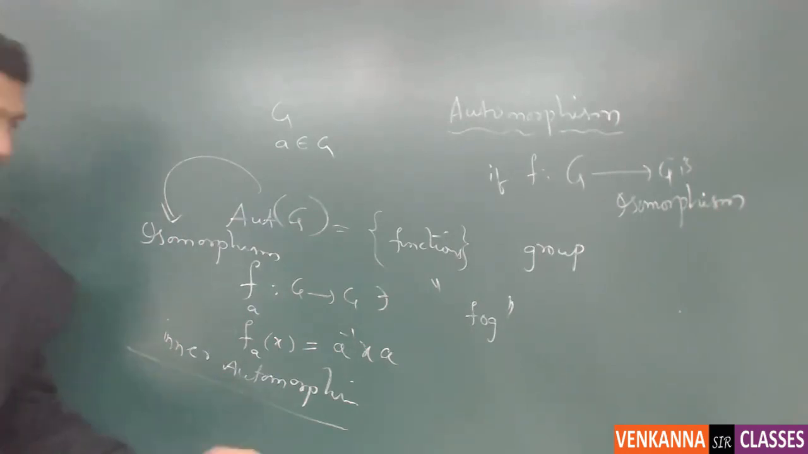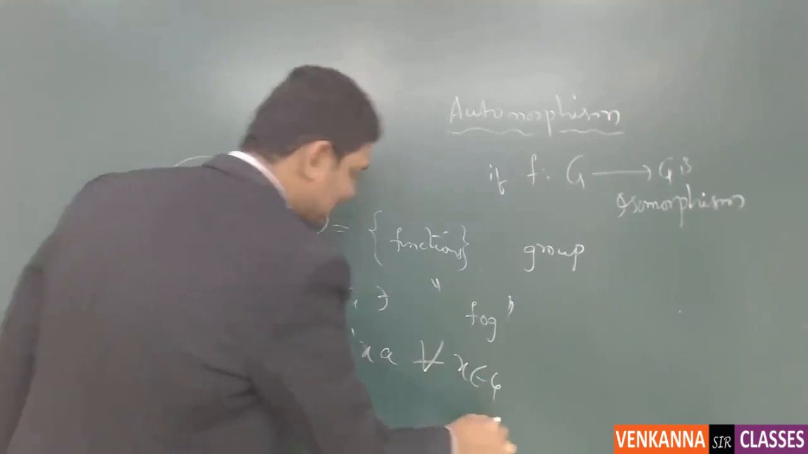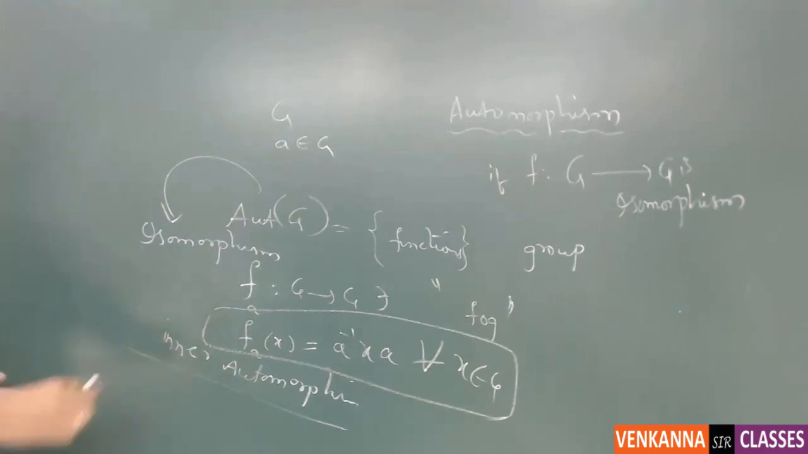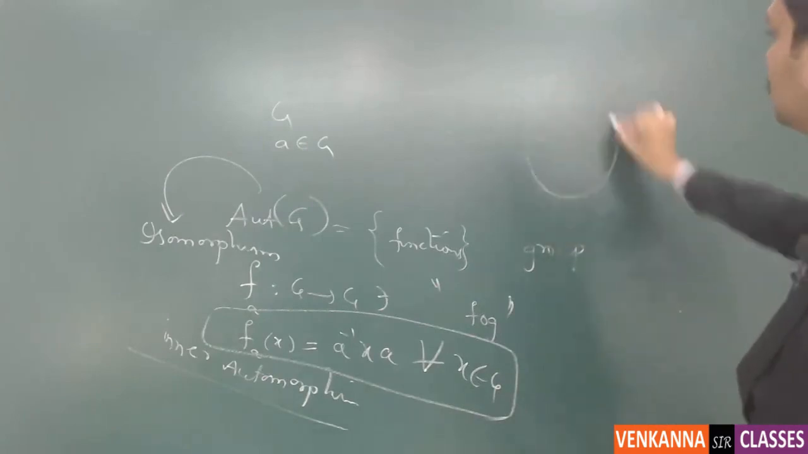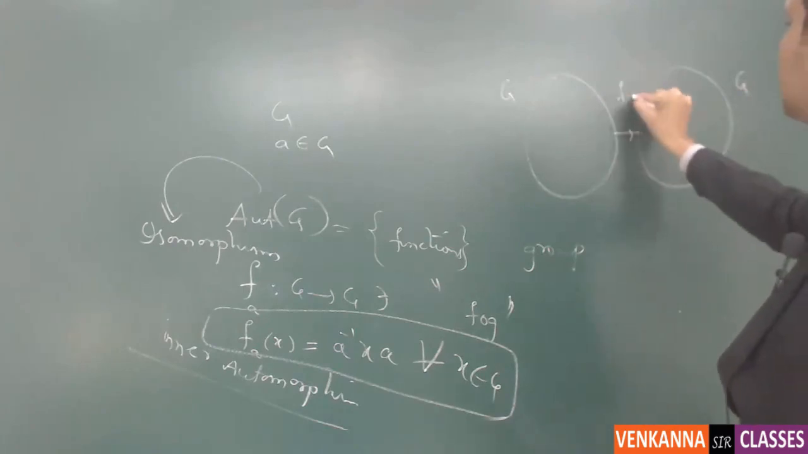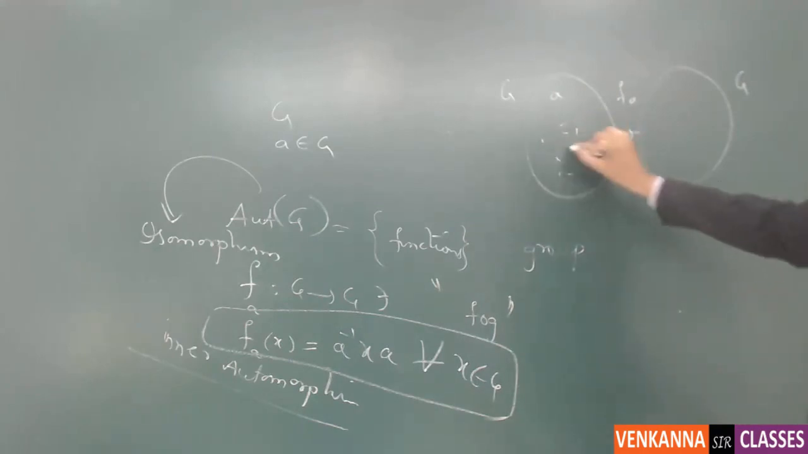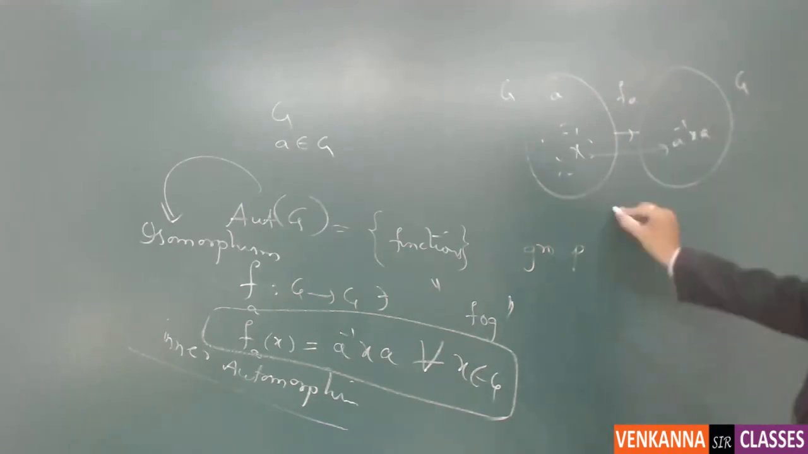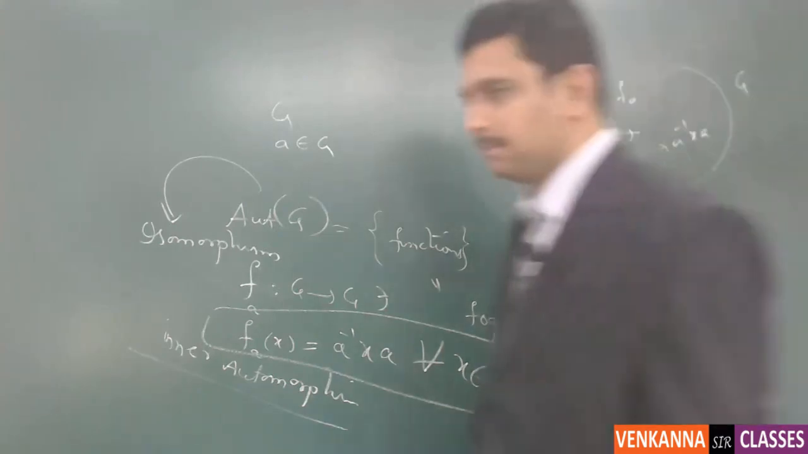See, if we define a function like this, for all x belongs to G, you are defining it like this. If you want a visualization or picture, you can take it like this. So this is G. You are defining a function from G to G, which is f_a. I fix an element a. Whatever x you take, it is paired with a inverse x a, for all x belongs to G. This type of mapping will become an automorphism.